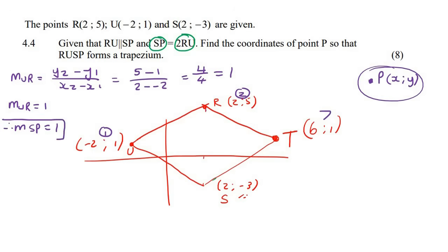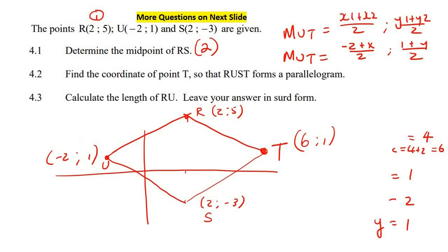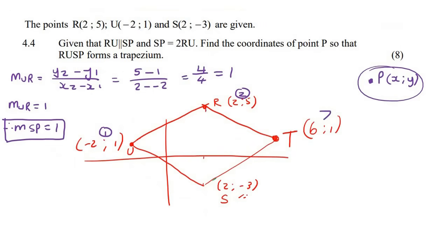Remember that. That's important. Okay, the next thing is they tell us that the distance of SP is double the distance of UR. Now, we worked out UR's distance in the previous part, remember over here, and we got 4 square root 2. You remember that? So now we can say that the distance of SP is double that. So 2 multiplied by 4 square root 2 is 8 square root 2.